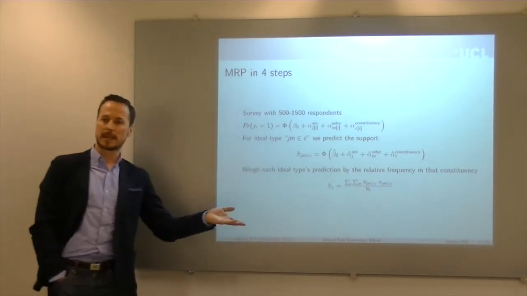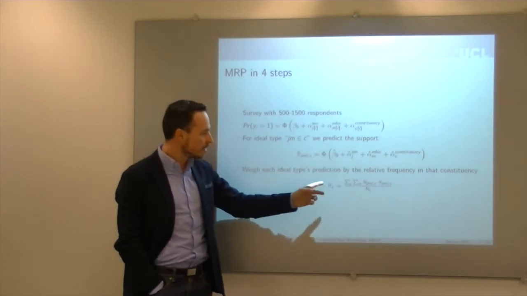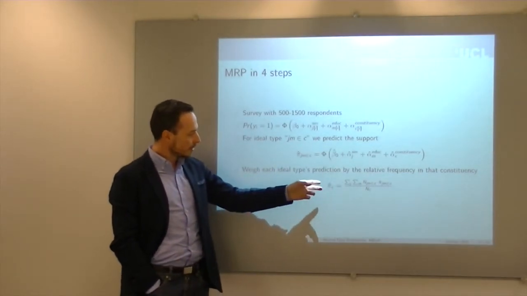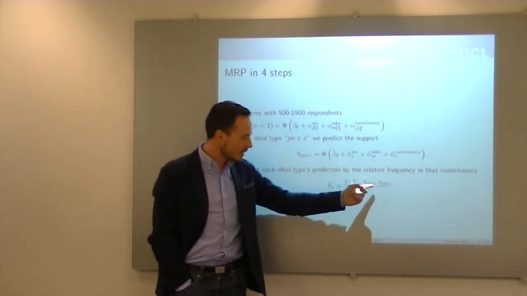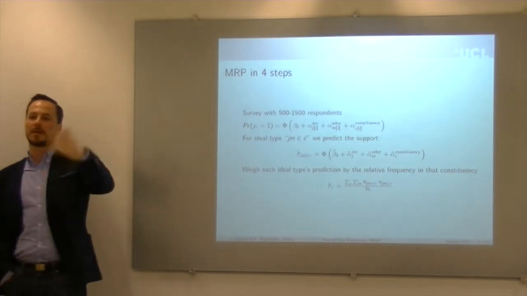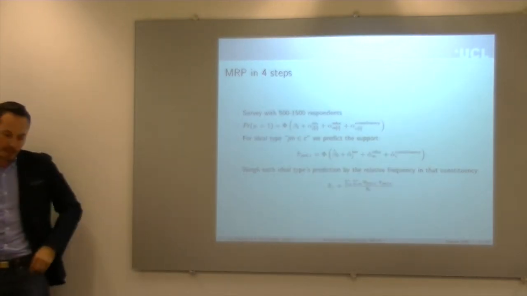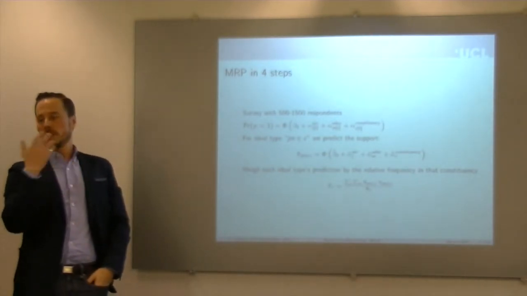And then in the last step, where the post-stratification comes in, we weigh the predicted support of each ideal type by its relative frequency in that constituency. Thereby you're taking into account that you actually have knowledge that in certain areas you have more better educated people, or fewer.